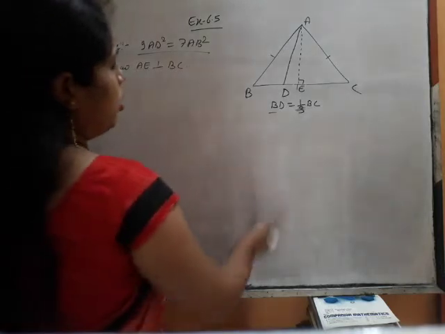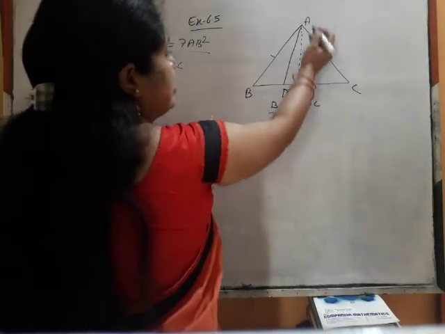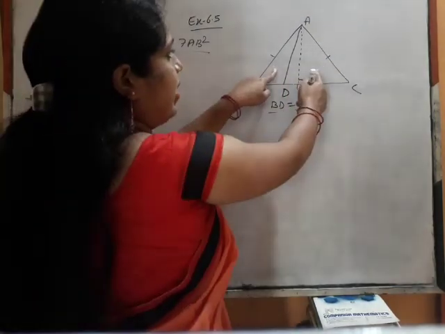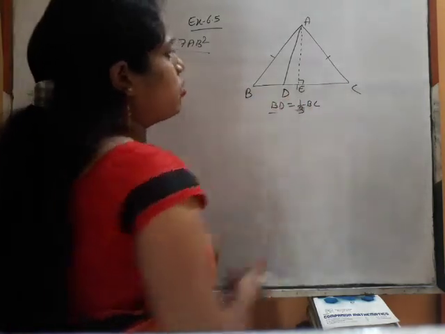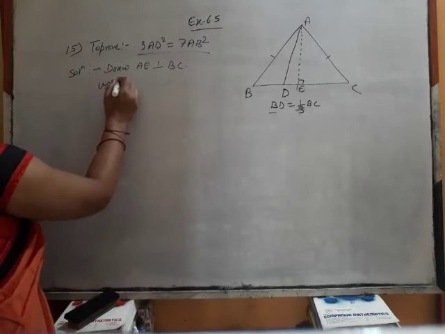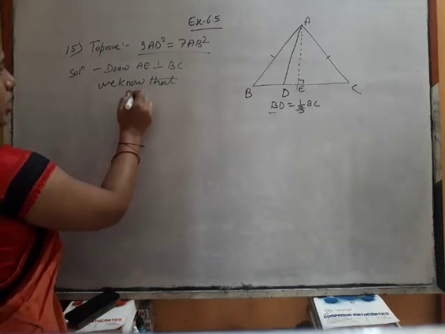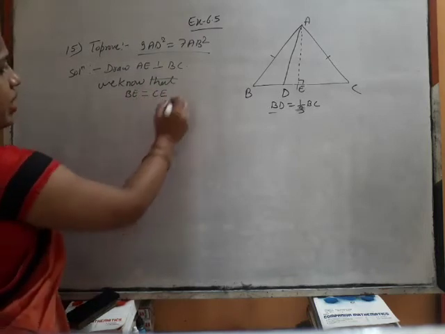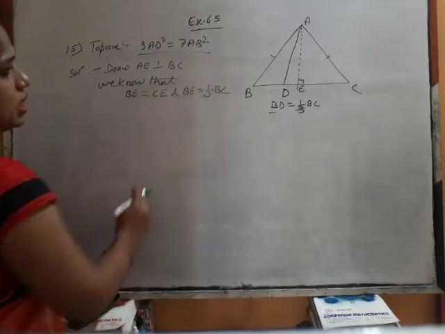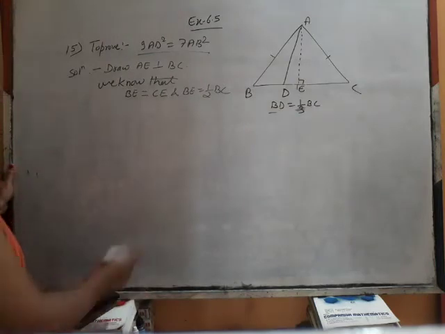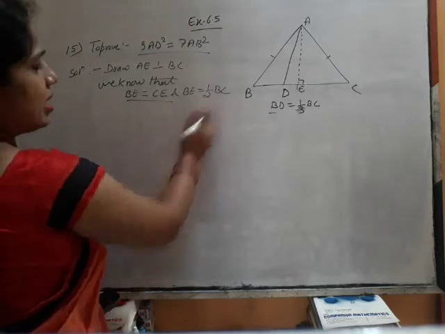Now we know that in an equilateral triangle, if we make an altitude, it divides the triangle into two congruent triangles. So this BE becomes equal to CE. We know that BE is equal to CE and BE is half of BC. Since the parts are equal, each part will be half of the whole.